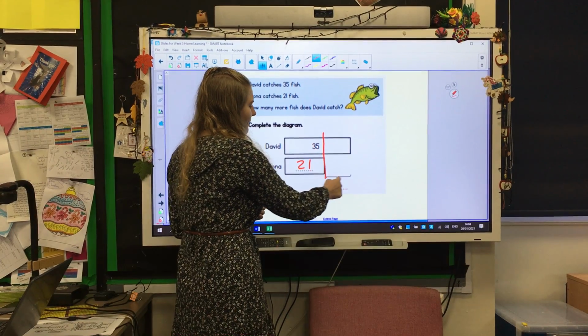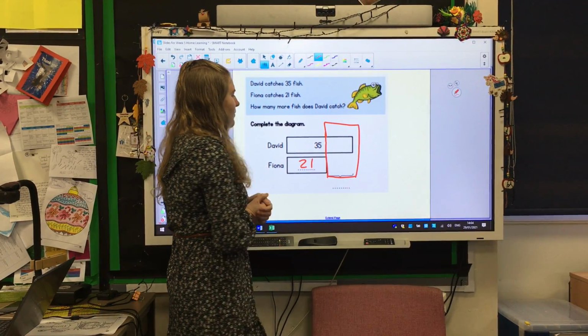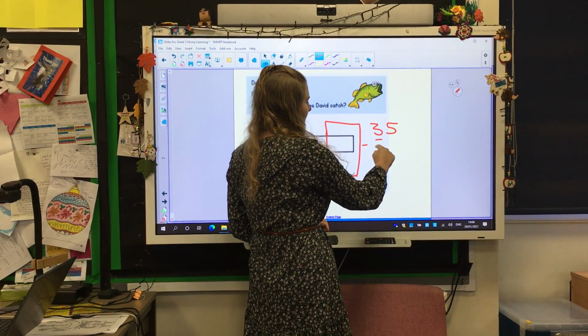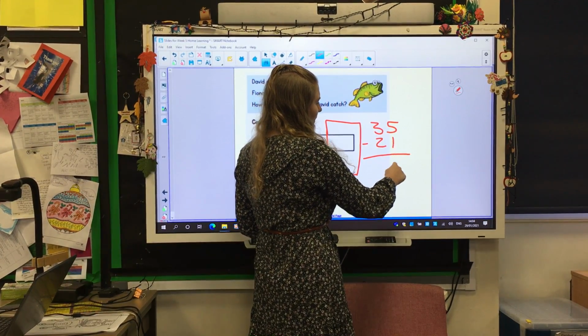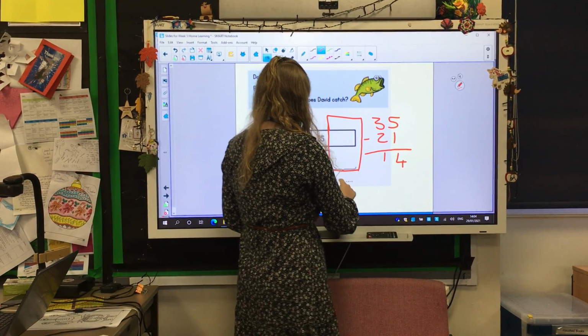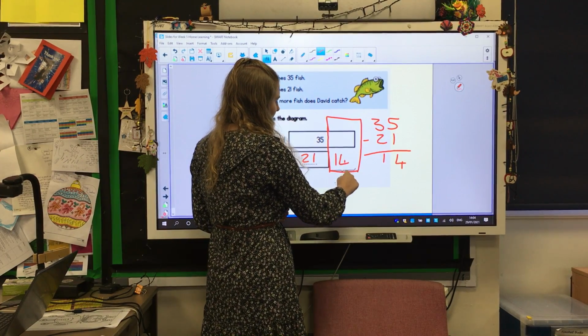The how much more does he catch? Okay. So what we need to do is find out that difference. So we're going to do 35 take away 21. 5 take away 1 is 4. 3 take away 2 is 1. So the difference is 14.